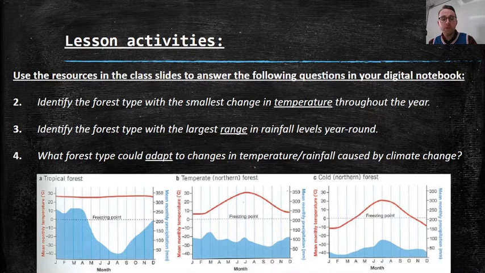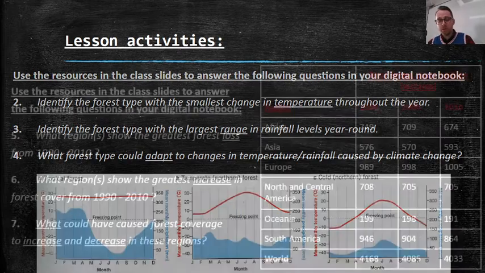Question 4, what forest type could adapt to changes in temperature and rainfall caused by climate change? So this one asks you to do a bit more thinking than just reading a graph. Climate change is going to cause the temperature and the rainfall to change dramatically. So looking at these 3 forests, if I said which one is going to cope the best with change, what's your answer? So you're probably looking for one that has the ability to live in high rain and low rain, and high temperature and low temperature. So I'm not asking for an essay there. Just again, you're just naming one of those 3 forests. If you'd like, you can include 1 or 2 sentences explaining why. Not an essay question though.